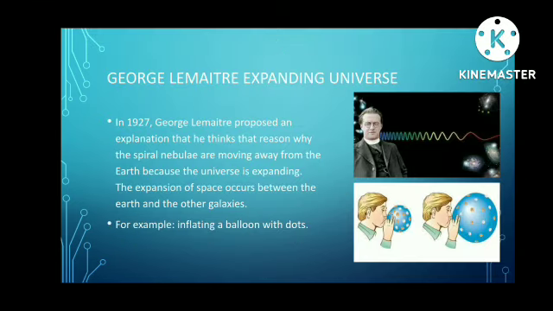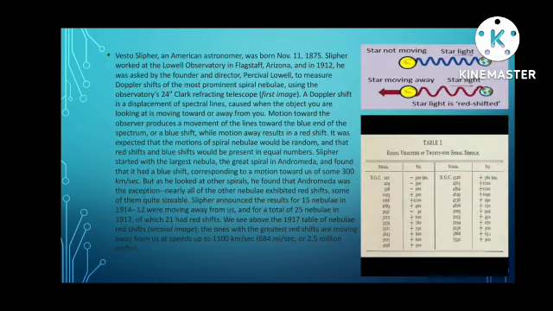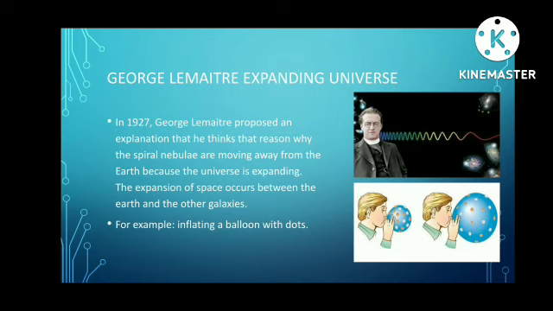Next, we have Georges Lemaitre and the expanding universe. After the discovery of Vesto Slipher in the 1910s, in 1927, Georges Lemaitre proposed an explanation: the reason why the spiral nebulae are moving away from the Earth is because the universe is continuously expanding. The expansion of space occurs between the Earth and the other galaxies.